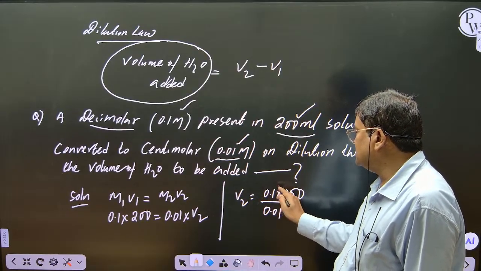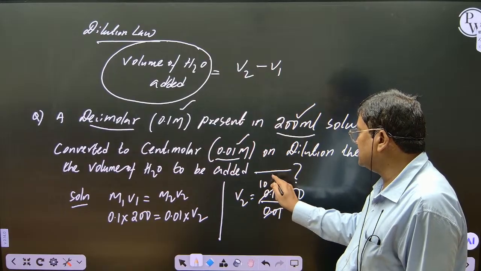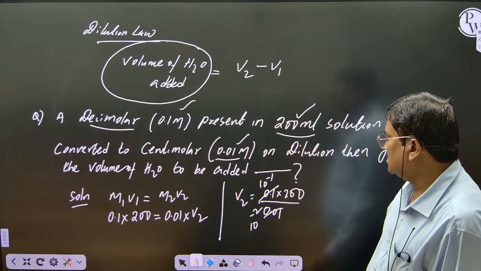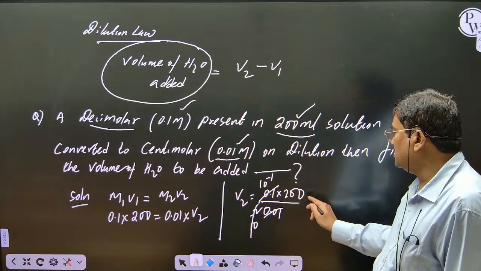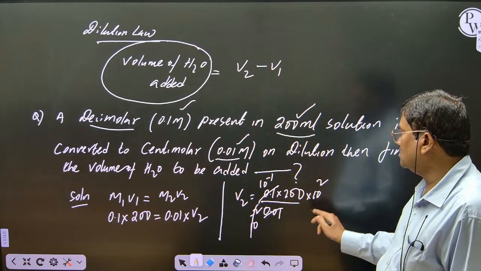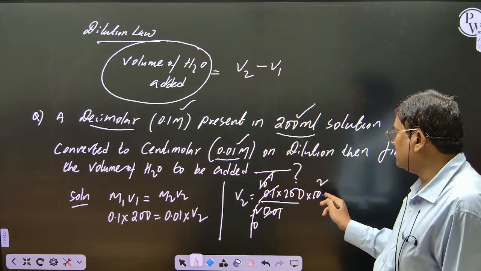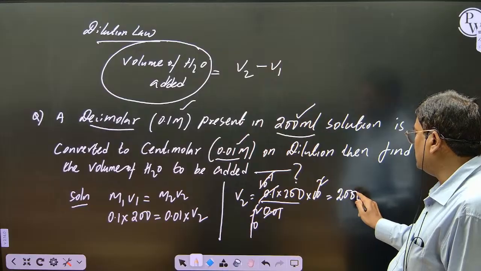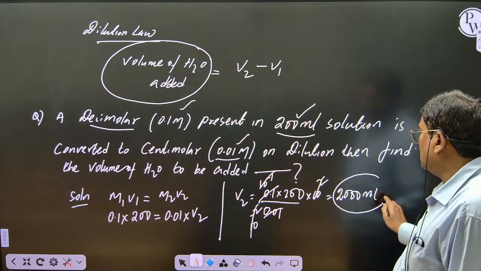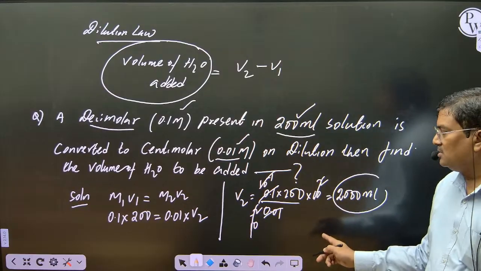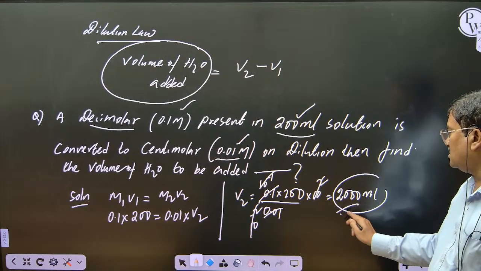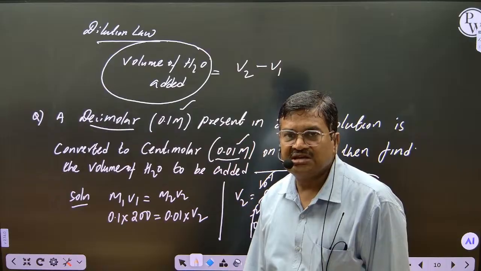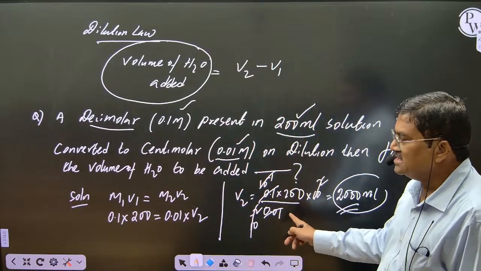Means I can cancel this. This will be 10 power minus 1 now, students. This is 10 power minus 2. This 10 power minus 2 when you bring to the numerator makes 10 power 2. And from 10 power 2, 10 power minus 1 cancels. That comes to 2000 milliliter. Check whether you are getting 2000 milliliter or not. On simplifying, I am getting 2000 milliliter. You people also check. But this is not our answer.